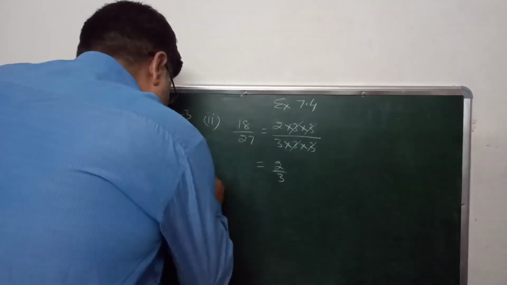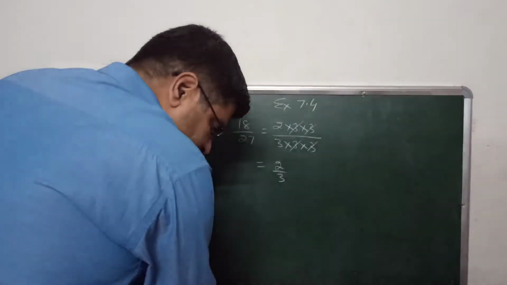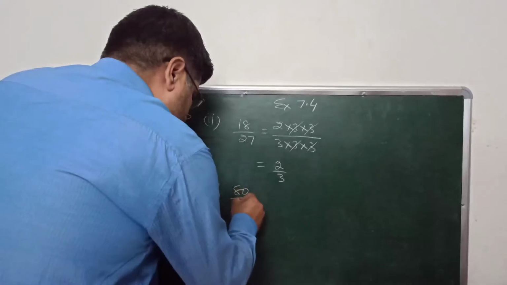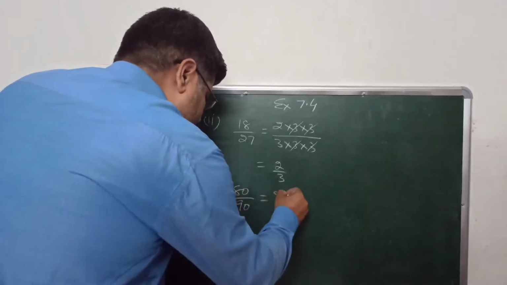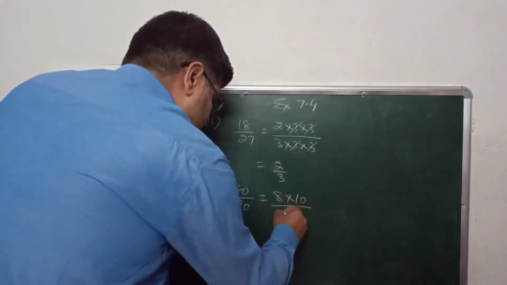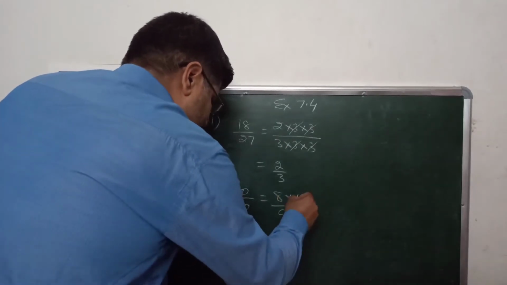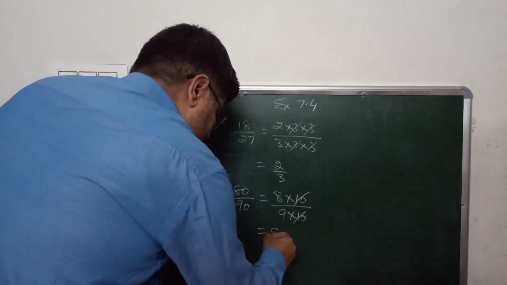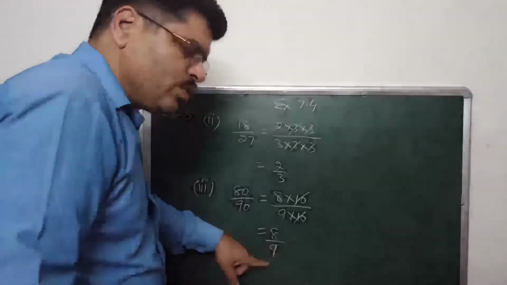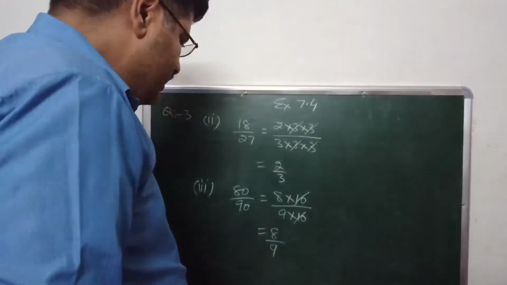And third part of the question is 80 upon 90. 80 upon 90 can be written as 8 into 10 and 9 into 10. 10 and 10 will cancel and it is coming out to be 8 upon 9. We cannot cut anything in 8 and 9.